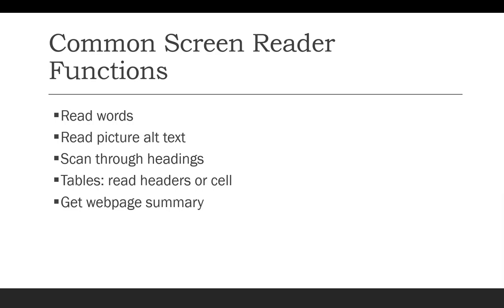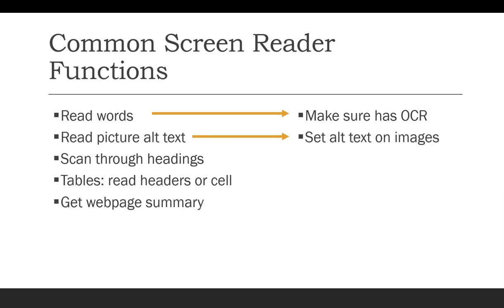So there's a few things we have to do to make this work. So read words, we have to do this thing called optical character recognition, and I'm going to show you an example of that in our next video. Basically, the text that's in a document needs to be encoded as text and not just an image. It needs to be able to know what to do with pictures. That means that we need to make sure we set alternate text for it to read on the pictures.